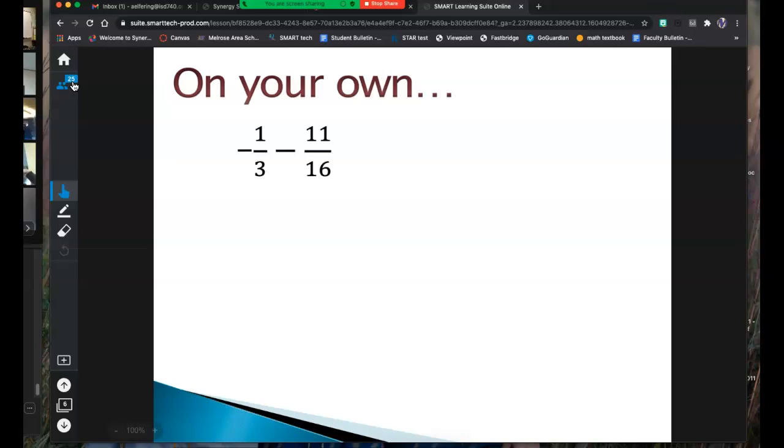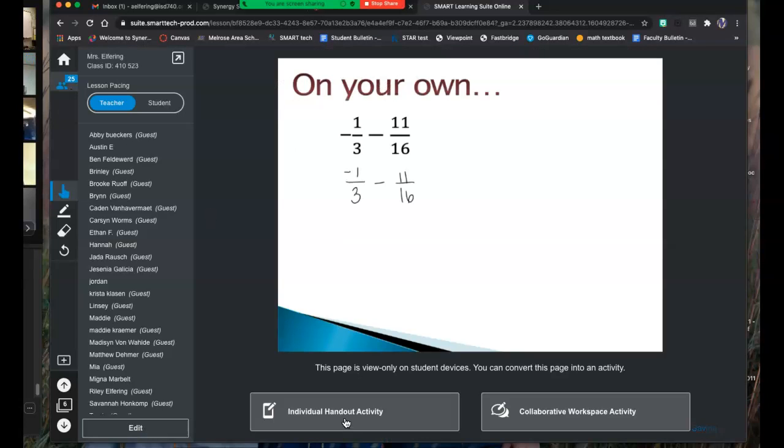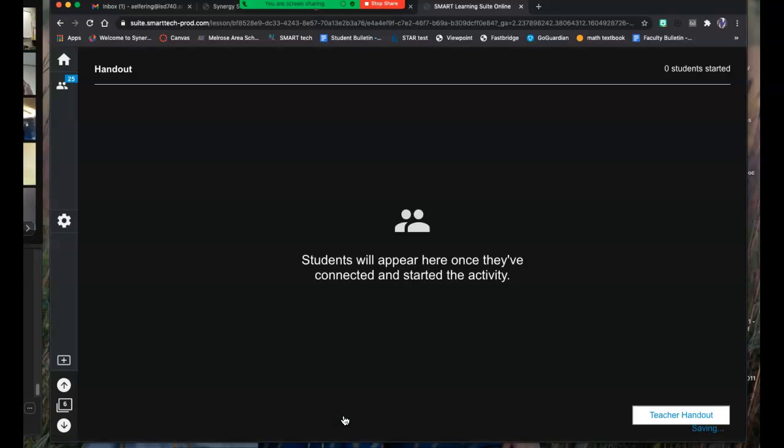Here is the problem. Now, before we start on this one, I'm going to tell you that the negative sign on the 1, okay, that negative sign in front of 1/3 goes with the 1. So I would write this as, I'm going to write this on here first, negative 1/3 minus 11/16. Okay, put that negative sign on the top. Okay, so I'm going to have you try it. Go ahead and click start and see what you come up with.